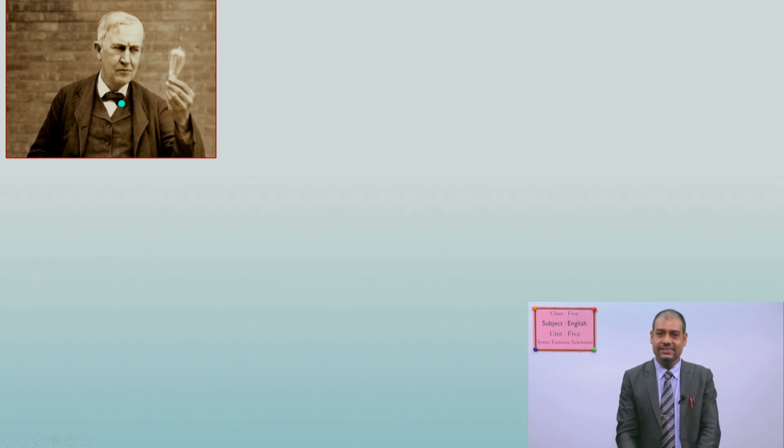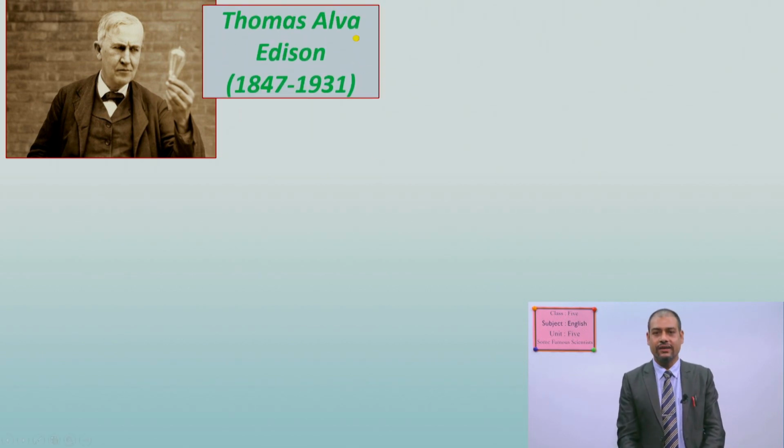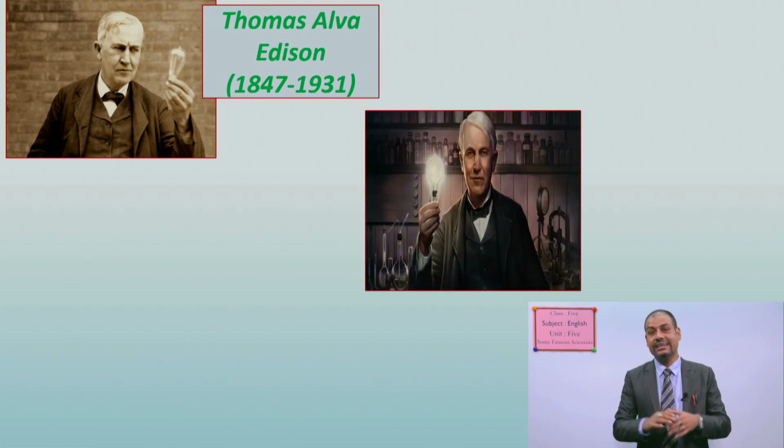Okay. Now, another scientist is, can you tell me? I have already shown you the picture of this scientist. Yes, he is Thomas Alva Edison. Who is he? Thomas Alva Edison. Very good. When was he born? He was born in 1847. When did he die? He died in 1931 AD. Okay. So what did he invent? What did he create? Can you tell me? He invented more than 1,000 things, so we are going to talk only about a few things.